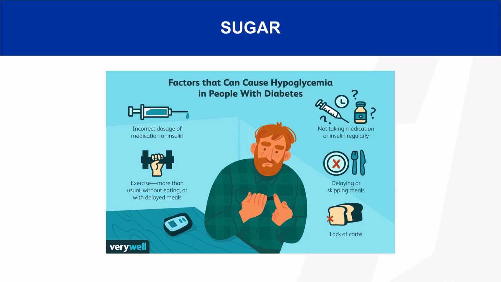Both type 1 and type 2 diabetics are susceptible to hypoglycemia. The number one cause is medication errors. Not taking medications or taking them without eating is a big culprit. Exercise or overdoing it, or even the stressors of illness, can also contribute as well.